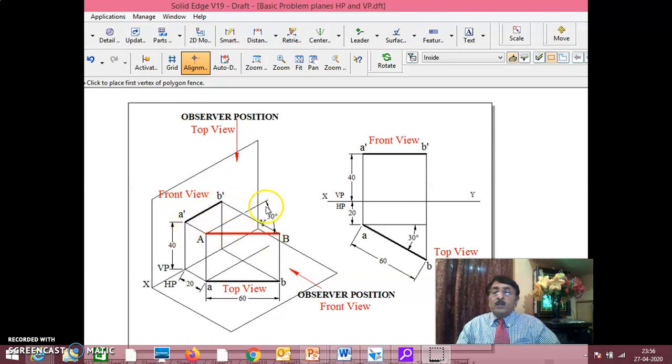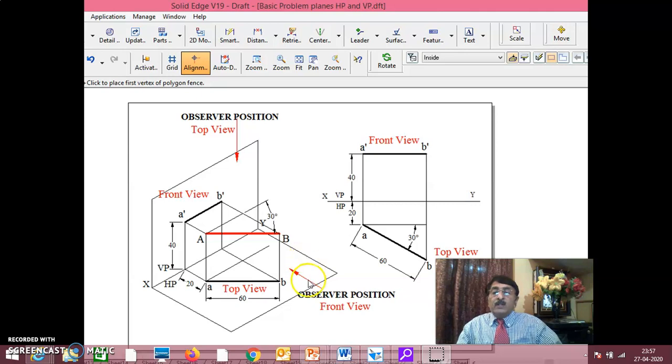Length of the front view: if it is 50 degrees, A dash B dash will be much reduced. If it is 70 degrees, still more reduced. In that way, the A dash B dash front view length depends on the inclination. You don't know exactly what A dash B dash is, but at least you know AB, no? Since it is parallel to HP, the true length can be seen in the top view.